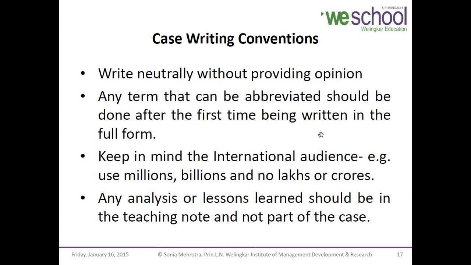So you have to write neutrally without providing your personal opinion. Bias should not come into the case. Any term that you think can be abbreviated should be done after the first time it is written in the full form. So if you're writing something on public sector banks, you can write so-and-so public sector bank, and in the bracket you can put PSU. Later on in the body of your case, whenever you have to refer to a public sector bank, you can use PSU. But it is important that the first time you always give the full form.